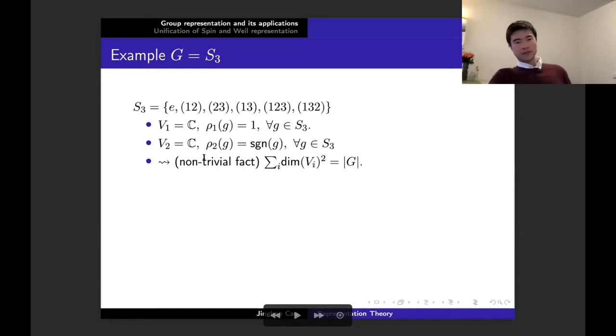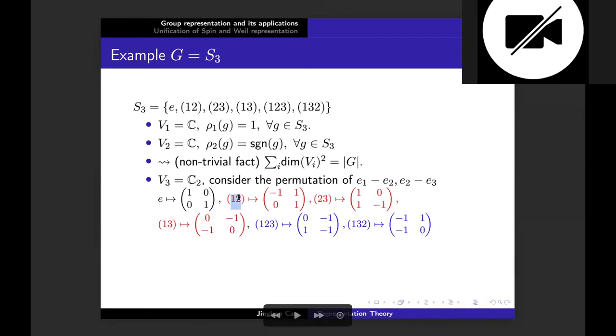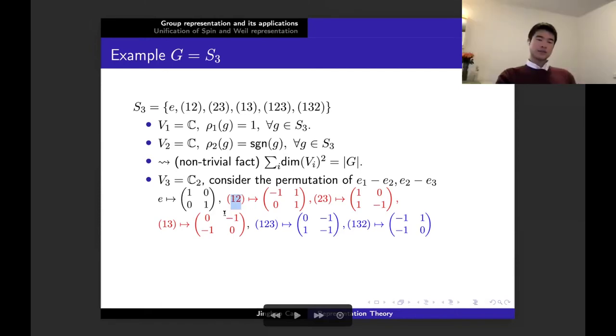So the only possibility is a two-dimensional representation. This is given by the permutation of the vectors E1 minus E2 and E2 minus E3. And this seems a little bit like hocus pocus. Why should we do that, right? It's actually kind of obvious if you take the element (1 2) first. We know that we have this group homomorphism property, right? So (1 2) squared is going to be the identity, because that's just a 2-cycle. So the representation of (1 2) in this two-dimensional vector space, as a 2 by 2 matrix, has to satisfy that the matrix corresponding to (1 2), squared, should be the identity.